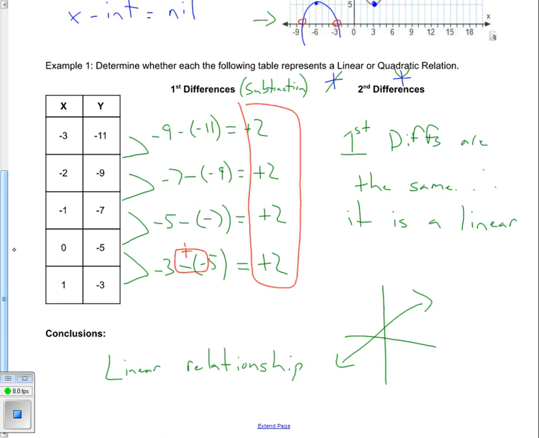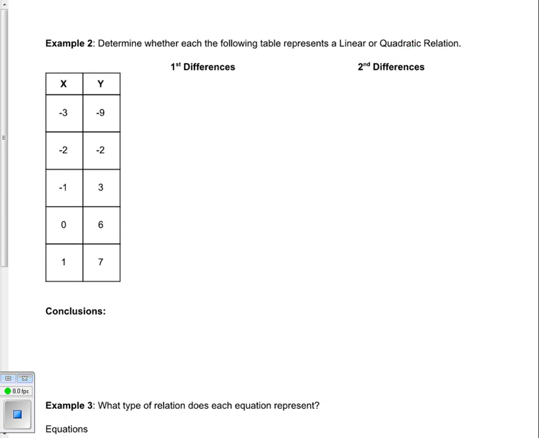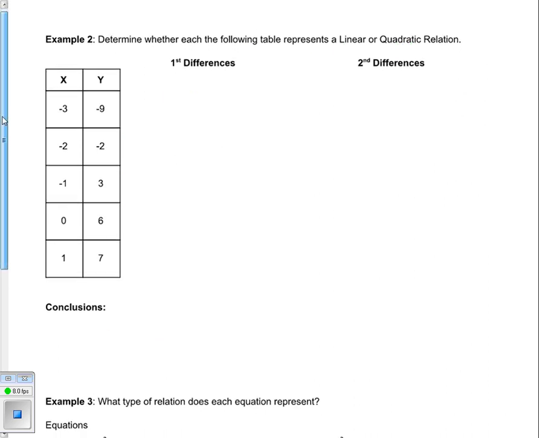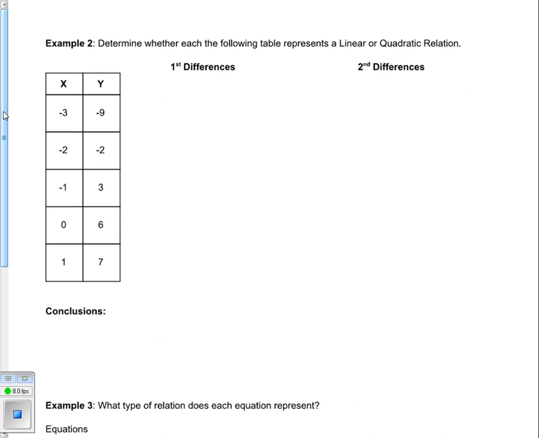And again, when you did this in grade 9 and grade 10, you also learned that the differences in a linear relationship are the same as the slope. Okay, so in this case, the first differences are +2. That means that this particular line has a slope of +2. However, you can also have a situation where your first differences are not the same.